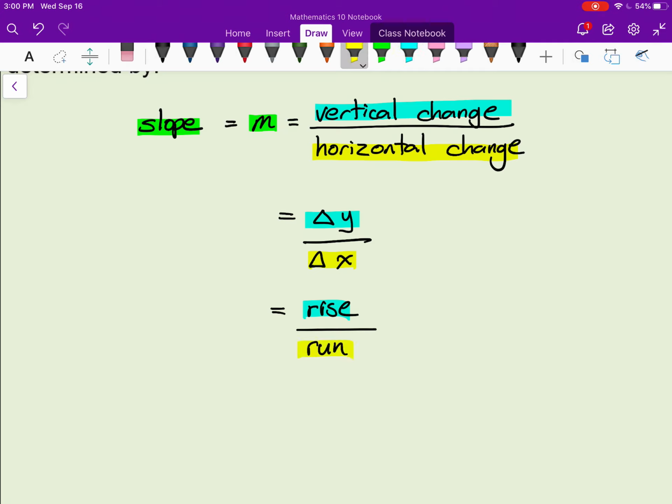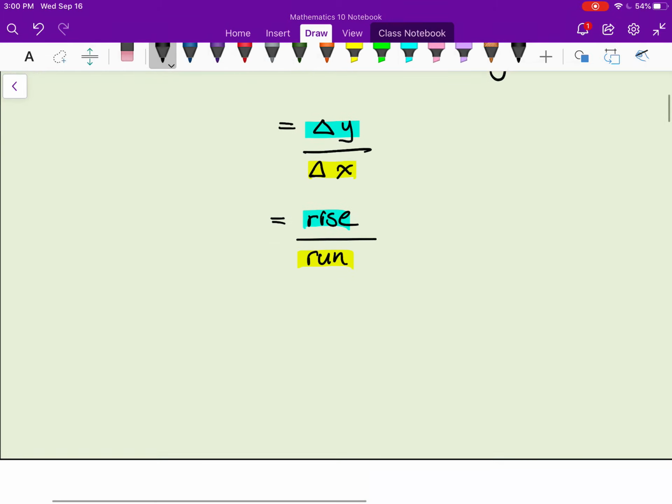Well, how do you figure out rise? The rise of something we figure out by looking at y-coordinates and subtracting them. If we know two different y-coordinates and we subtract them, that tells us the difference between them. And so I'm going to write down y2 minus y1, and that represents the difference when you subtract the values of two different y-coordinates. That's the rise. And the run, x2 minus x1, that represents the difference between two different x-coordinates.